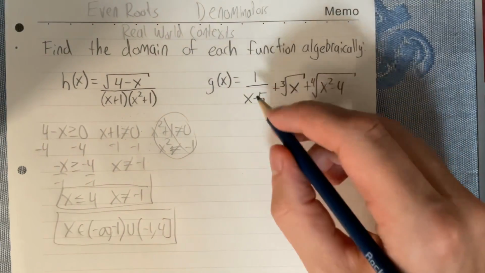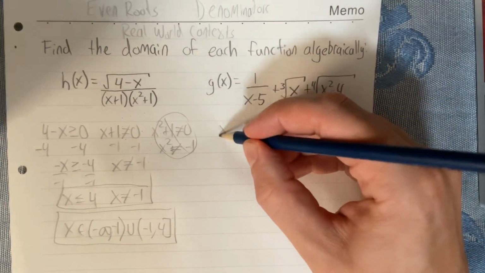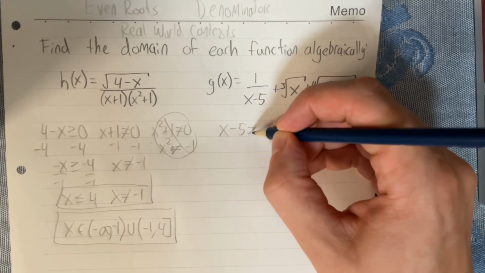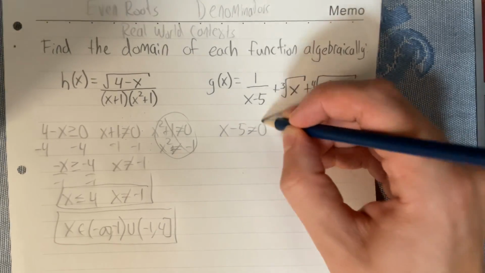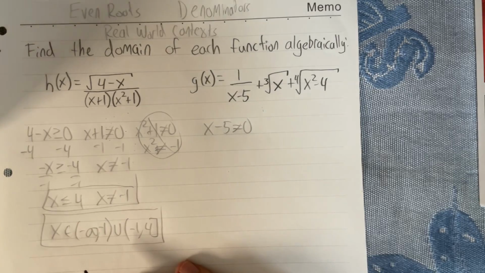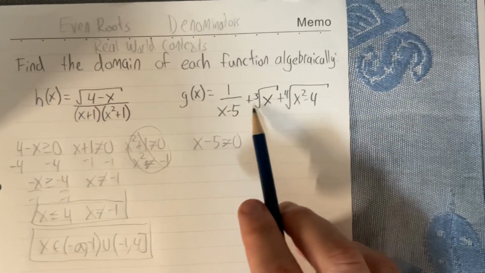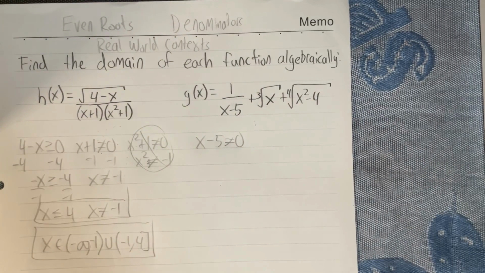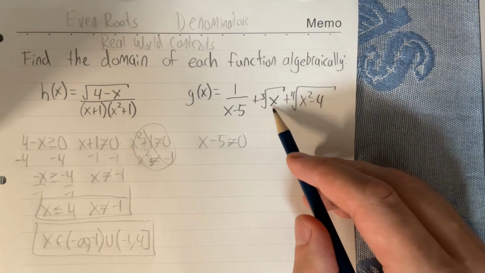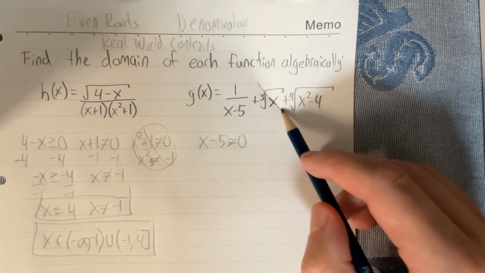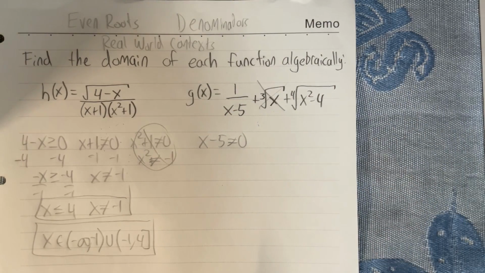What about this? Well, again, we have a denominator. Denominator must be non-zero. And we have even roots. Even roots must be non-negative. This is not an even root. This is a third root. It doesn't matter. You can have a third root of a negative. That's not going to affect our domain.